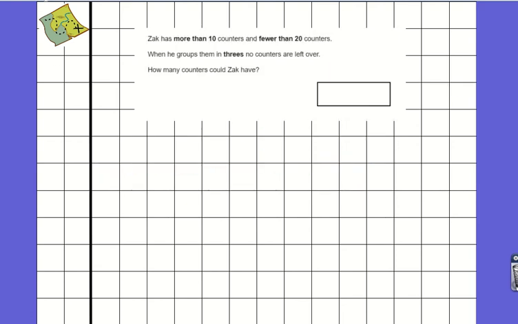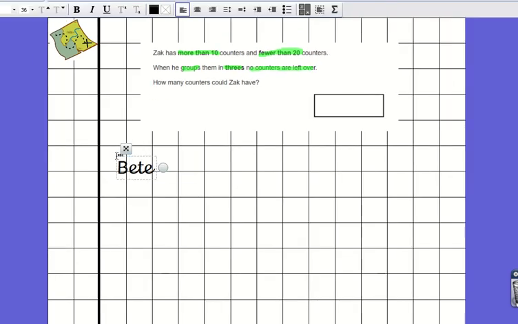So the first question is, Zach has more than 10 counters and fewer than 20 counters. When he groups them in threes, no counters are left over. How many could he have? So we know that the important information here is more than 10 counters, fewer than 20 counters, and he is grouping them in threes with no counters left over. So our number needs to be between 10 and 20, and we know it's got to be in the 3 times table because he groups them in threes.